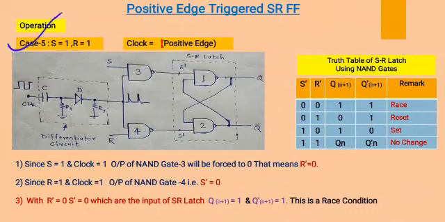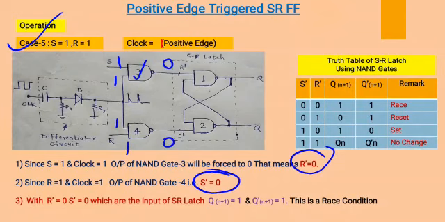Now next we will see the last case in which S is 1 and R is also 1. I will write both the conditions over here. After that the clock edge is positive, so another input to NAND gate 3 will be 1 and NAND gate 4 will also be a 1. Now NAND gate 3 has both inputs as 1 1, therefore the output of NAND gate 3 will be forced to 0. After that NAND gate 4 also has both inputs 1 1, that is R 1 and clock 1, therefore the output of NAND gate 4 will also become 0, meaning R dash becomes 0 and S dash becomes 0, which are again the inputs of the SR latch.